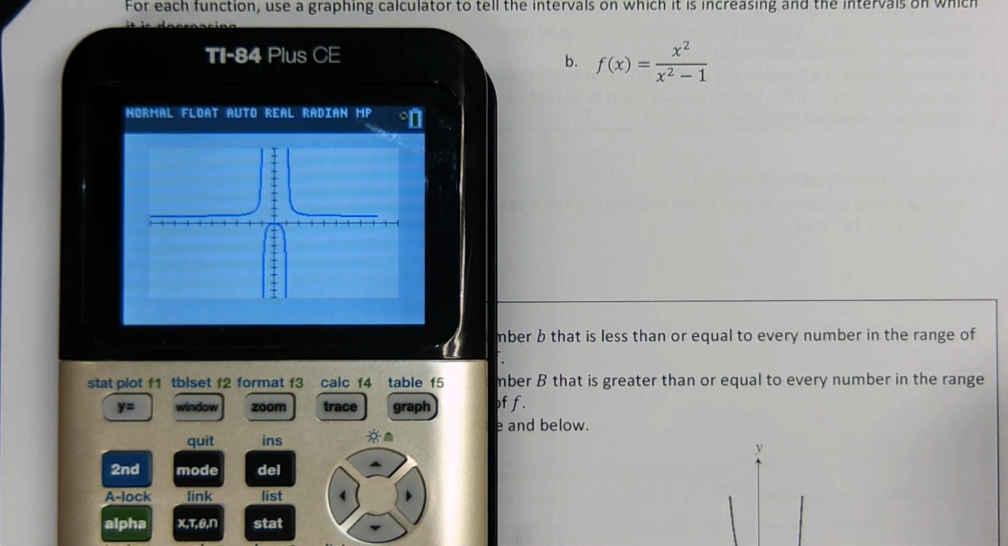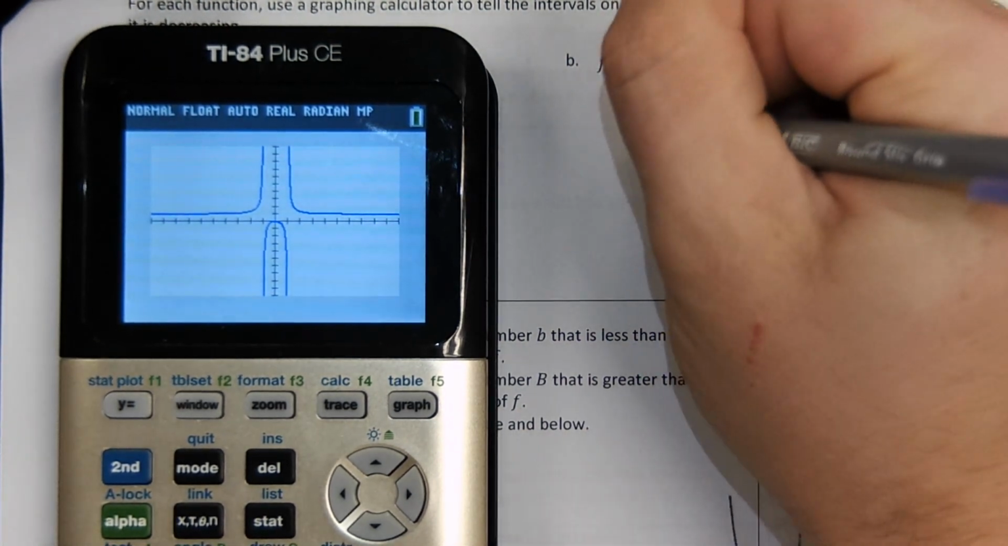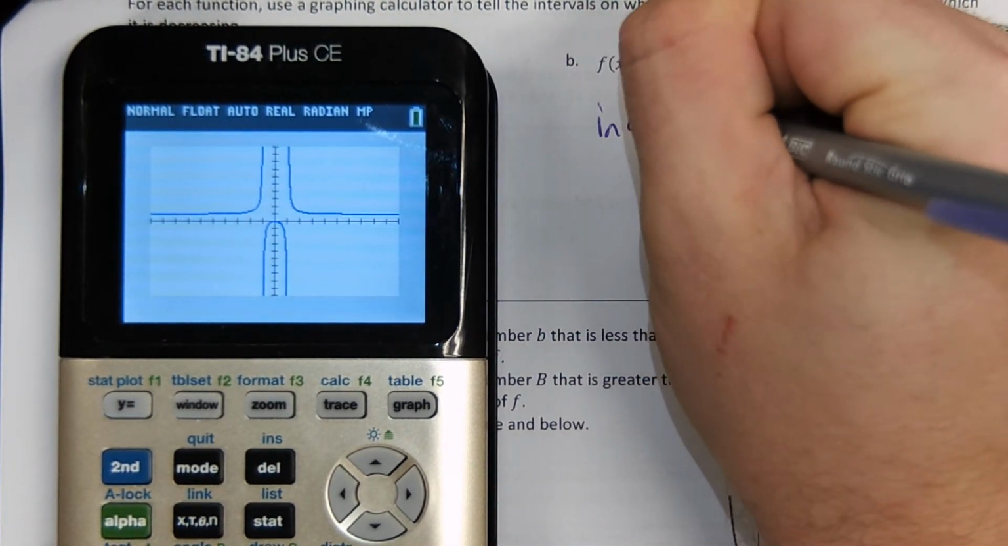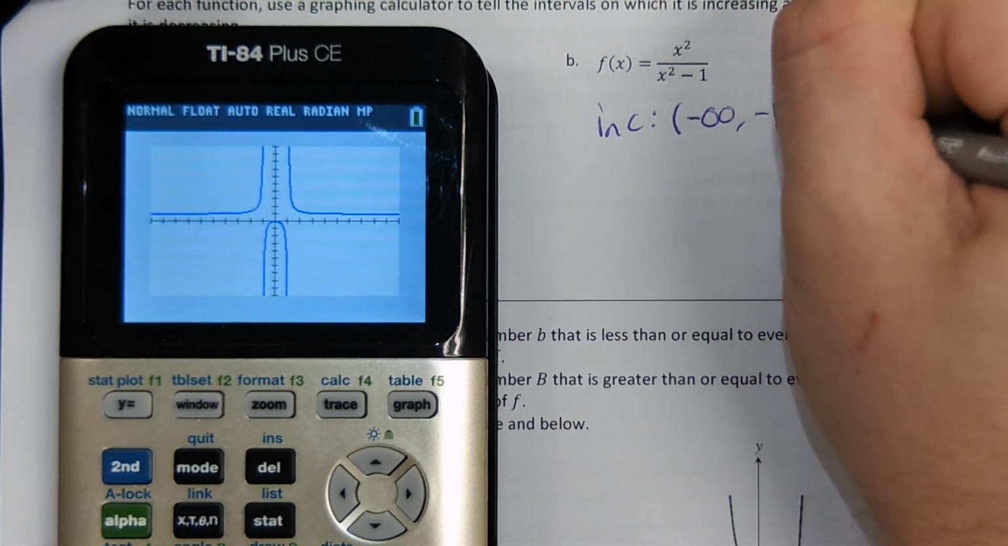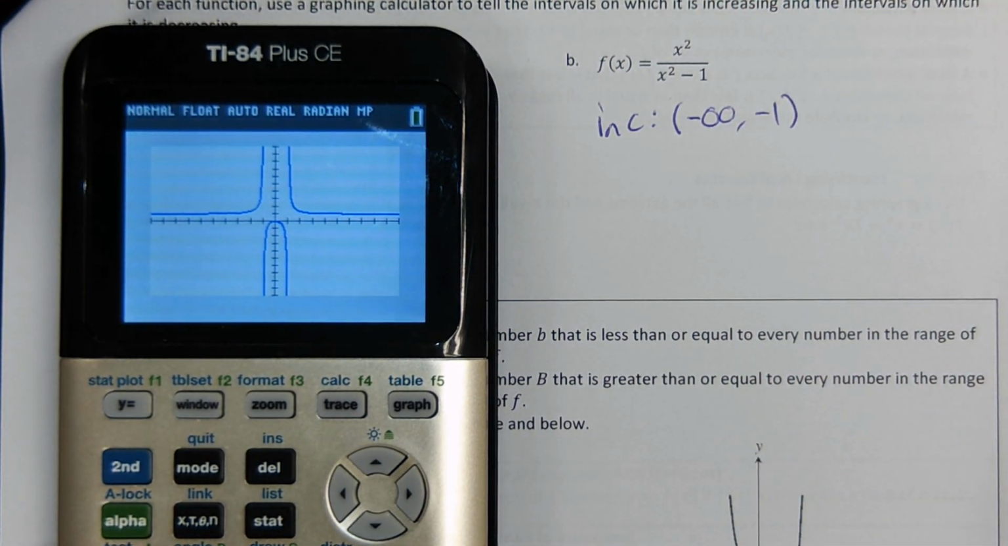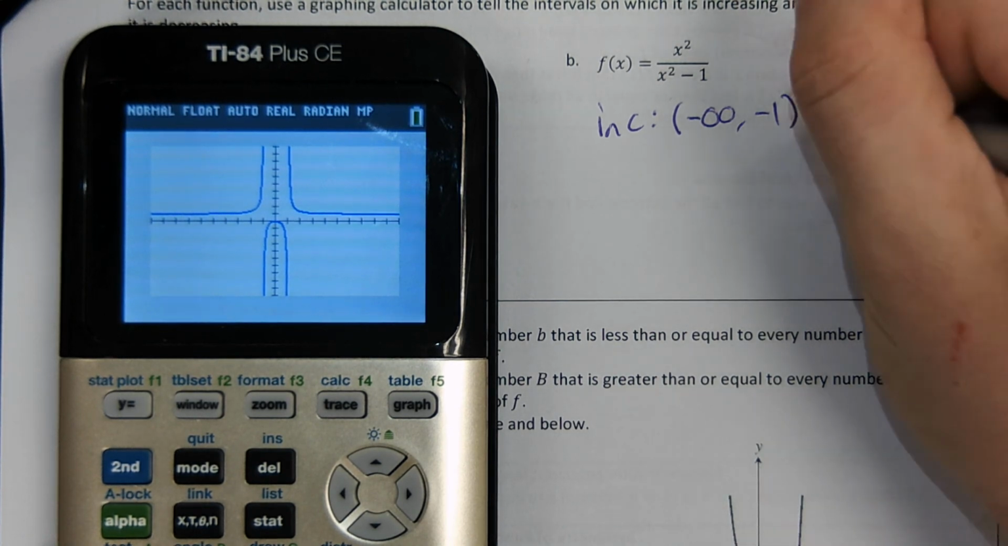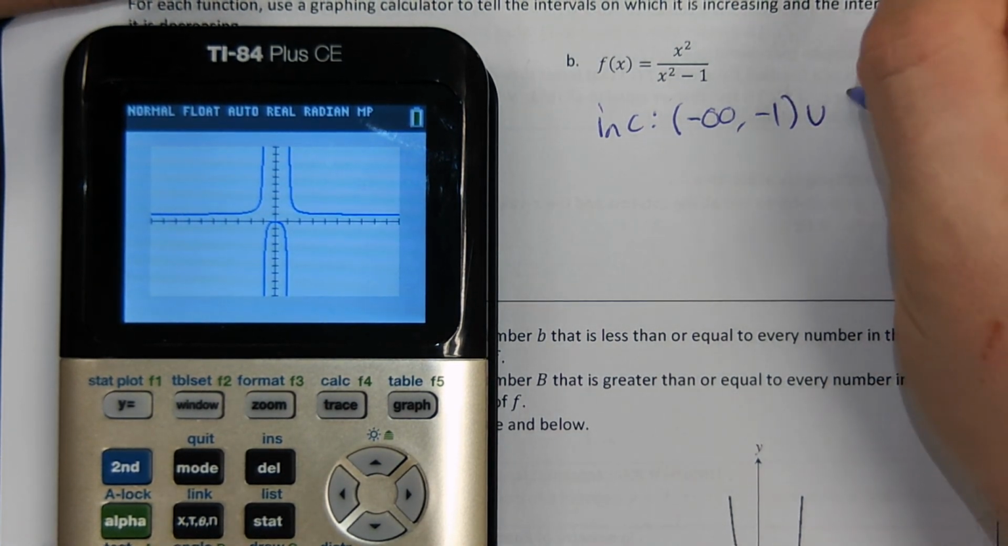Okay? So I'm going to scroll the answer real fast because I had to quiet everybody too many times. We are increasing to the left of -1. We are increasing from -1 to 0.